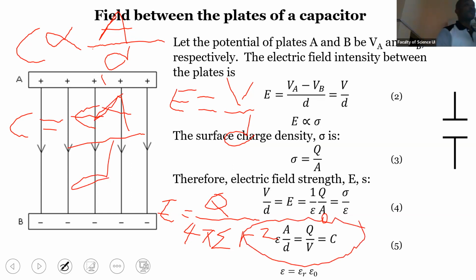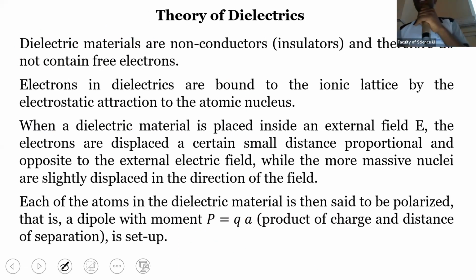And that does not change the fact that C is still Q over V. You can see, that's why physics is interesting. The equations don't contradict themselves.